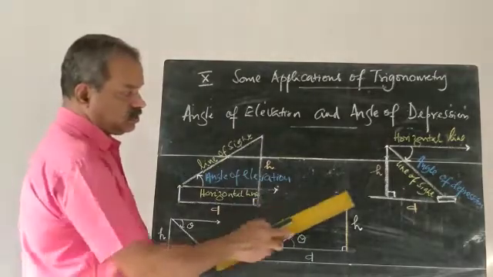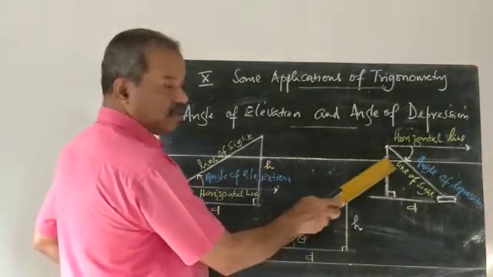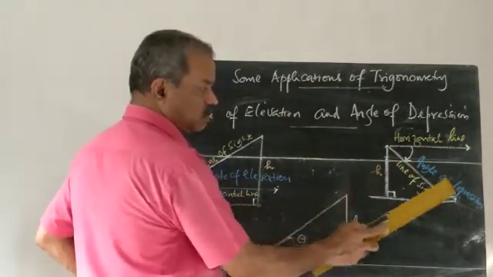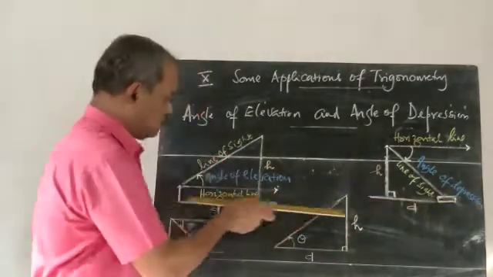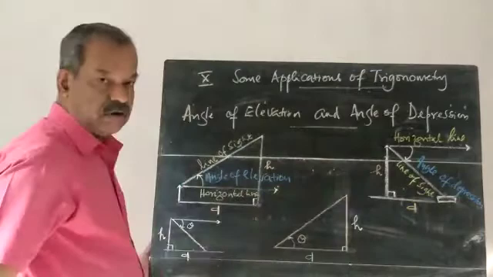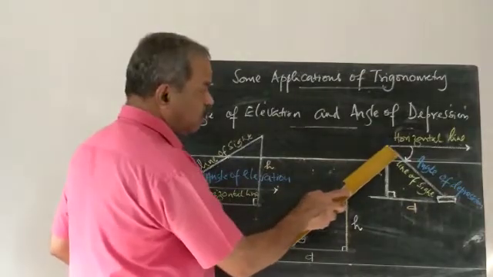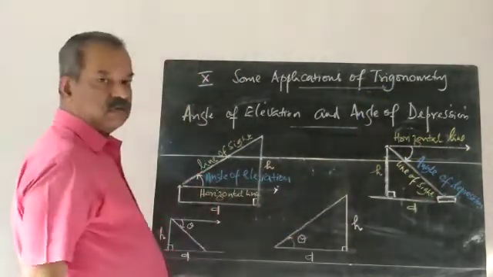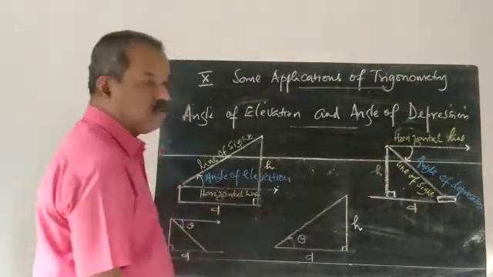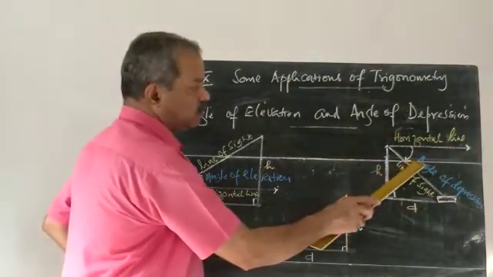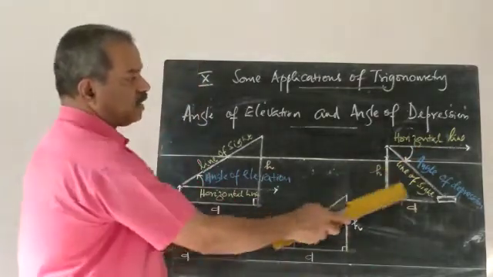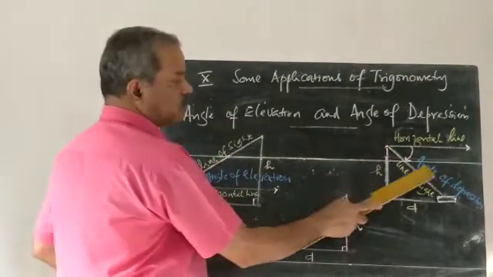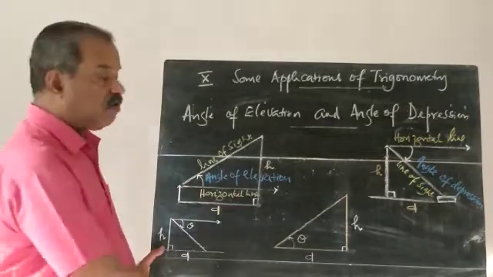Now, another situation is this. Suppose this is a building, and at the top of the building a man looks at an object on the ground. This is level ground. When he looks straight, we mark it as the horizontal line. When he looks downwards to the object, an angle is made by these two lines, the line of sight and the horizontal line. Such an angle is called the angle of depression.